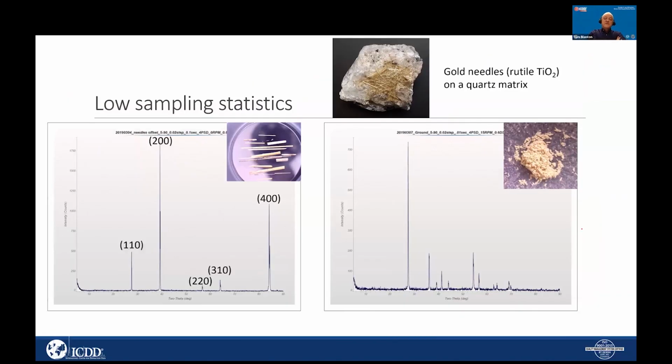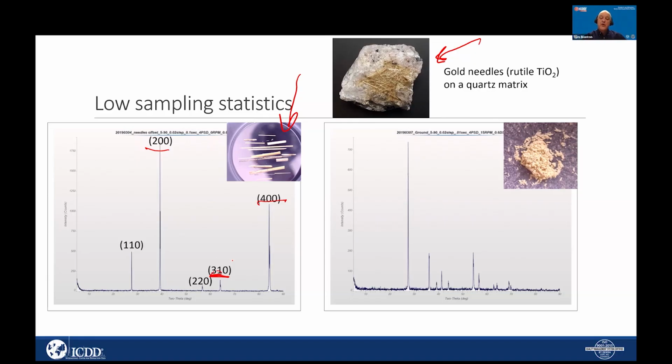Another effect is called low sampling statistics. Here's a case of needles, gold needles on a quartz matrix, and these needles turned out are rutile TiO2. If I take a few needles and put them onto a zero background holder, I get some diffraction peaks, but it's not a consistent story. I see a 110, 220, but I also see a 200, 400, and I even see a 310. There's really no logic to any kind of preferred orientation. It's just a few peaks.